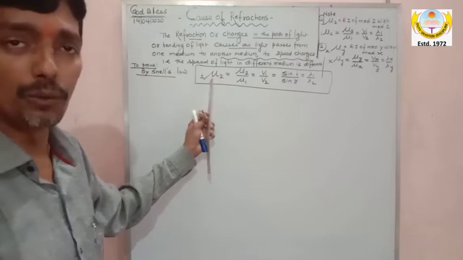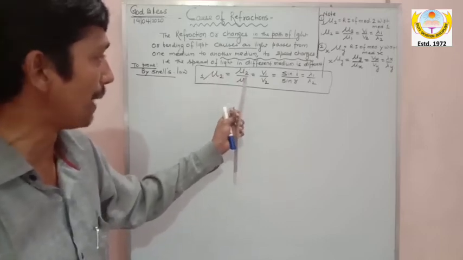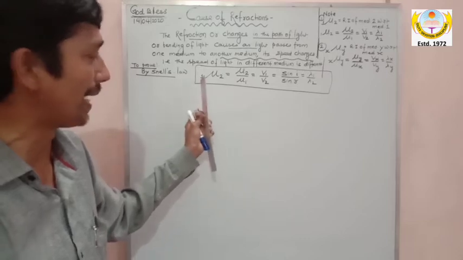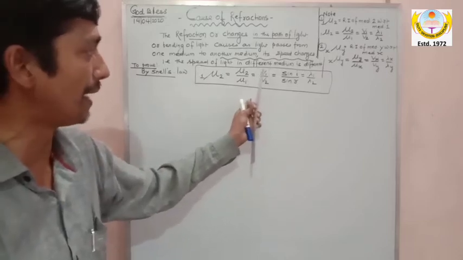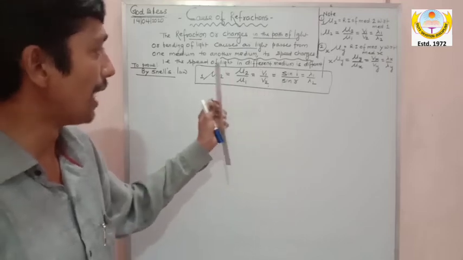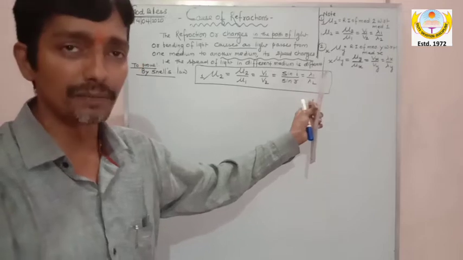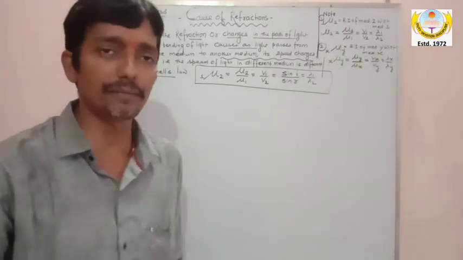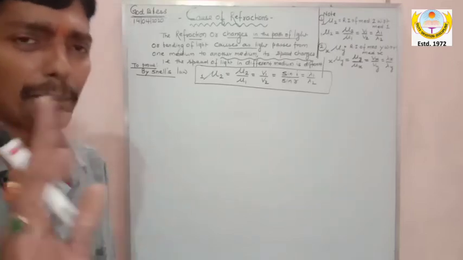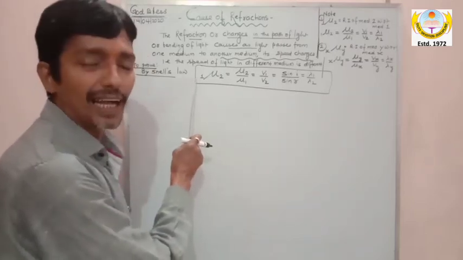Mu of 2 with respect to 1 can be written as mu 2 divided by mu 1. Light is coming from which medium? First medium, so it will be V1 divided by V2. Now that is equal to sin I divided by sin R is equal to lambda 1 by lambda 2. We have written this. One thing to note here, my dear, is that from where does the light come?